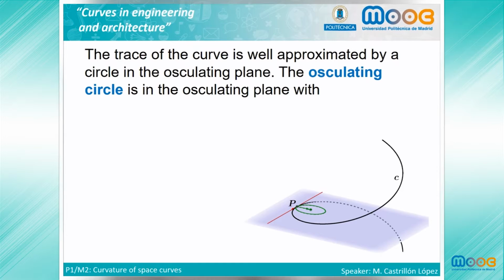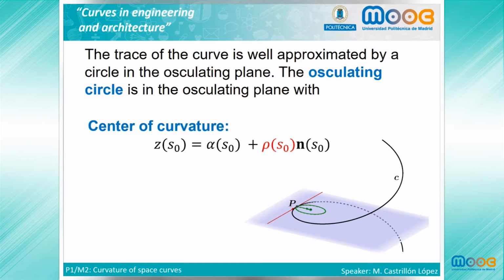The osculating plane has an important geometric interpretation. It contains the circle that best approaches or approximates the curve at that point. This is the osculating circle. In the image, it is the green circle passing through P. The center of this circle is called the center of curvature and is given by the expression on the screen. Rho is the radius of curvature, and it's the inverse of the curvature.